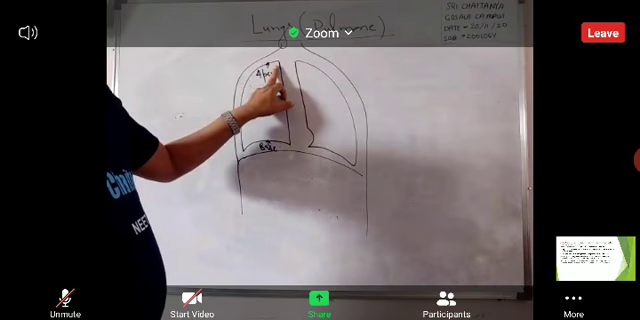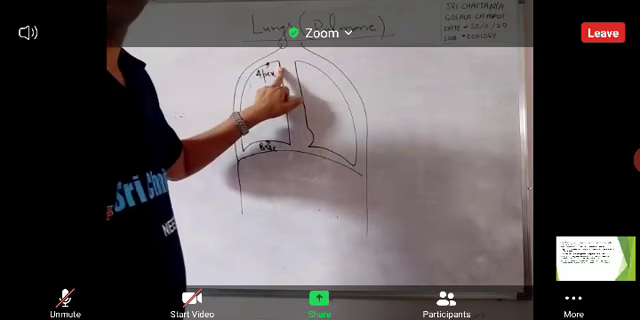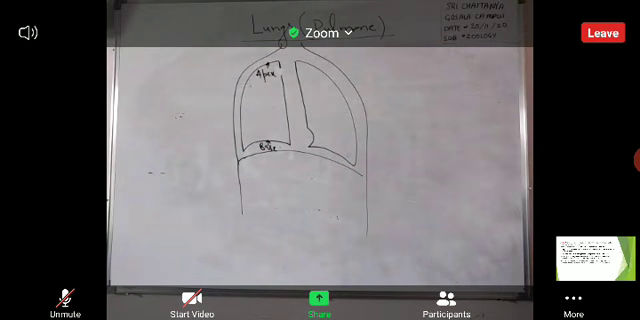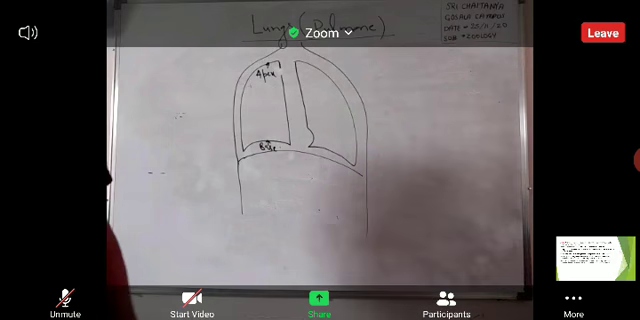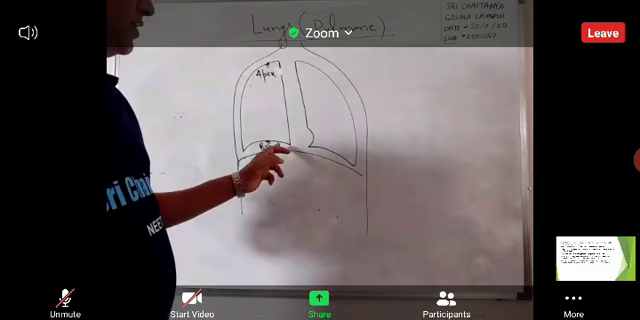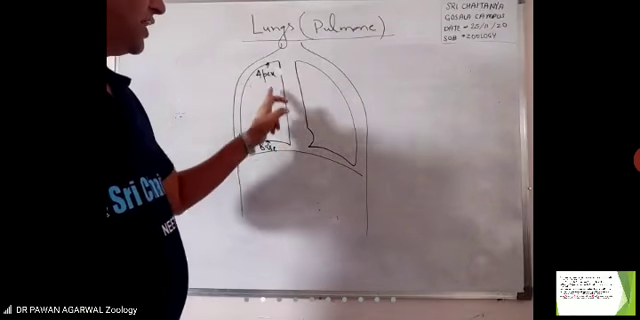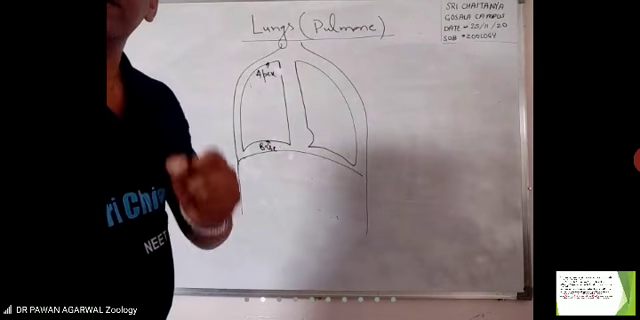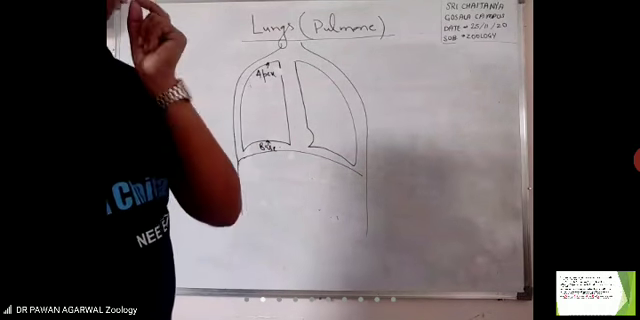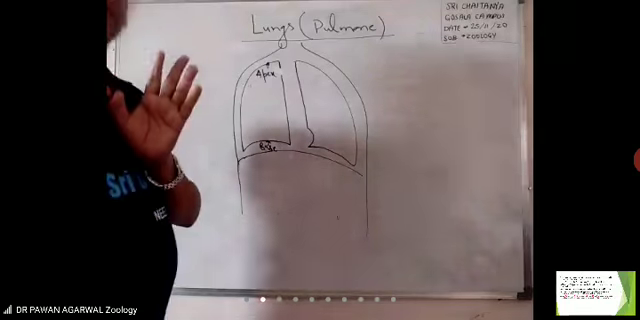Apex is on the superior side. So this is the point that you have to remember. That base is present on the diaphragm and apex is present on the superior side. So this is very important. The shape is the conical shape.